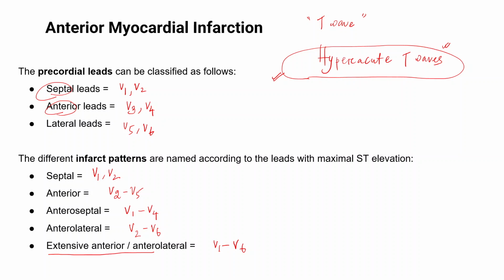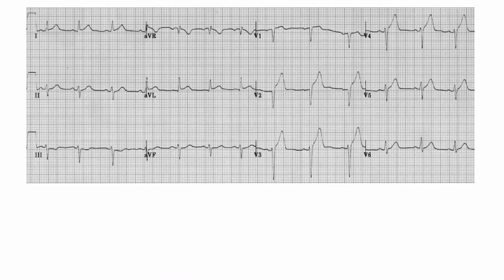Now, how to differentiate hyperacute T waves and tall T waves of hyperkalemia? Don't remember this here. You have to go back to that lecture and see how to differentiate tall T of hyperkalemia and hyperacute T wave of MIs. Now, if you can see here, actually these are hyperacute T waves in V2, V3, V4, somewhat V5. So it is basically an anterior MI.